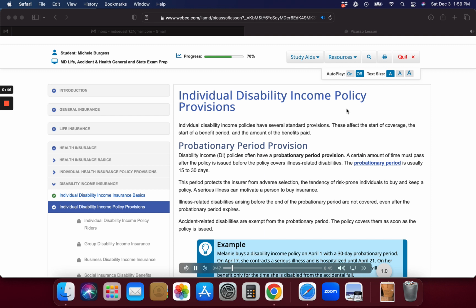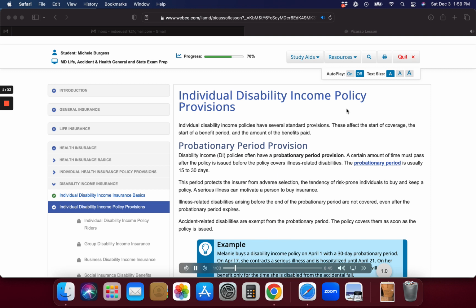Illness-related disabilities arising before the end of the probationary period are not covered, even after the probationary period expires. Accident-related disabilities are exempt from the probationary period. The policy covers them as soon as the policy is issued.